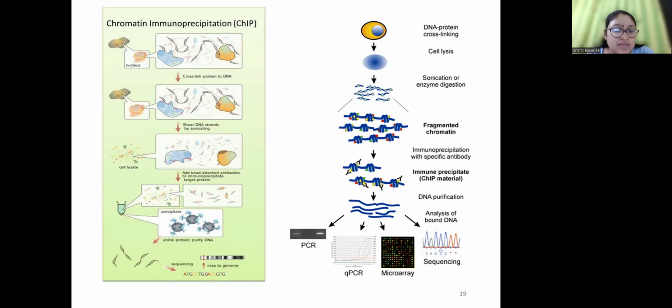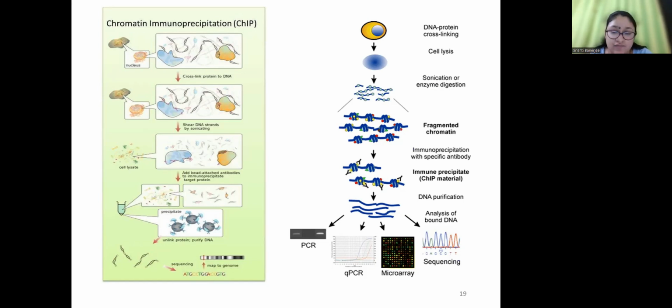Now, the protein is still linked to the chromatin. We need to know exactly which part of the DNA it has bound to. So for that, we are going to remove the DNA from the protein. We are going to unlink the protein, and the DNA is going to be purified. That is, we extract the DNA and purify it. There are different processes for doing it.